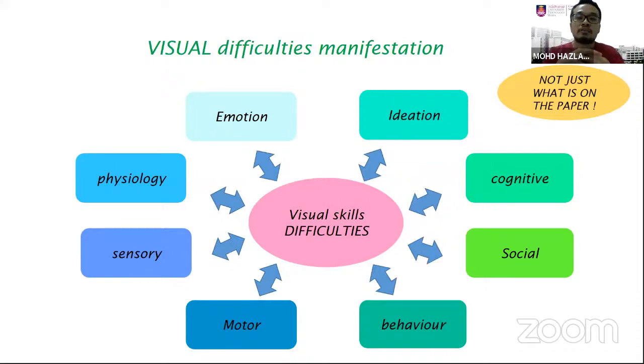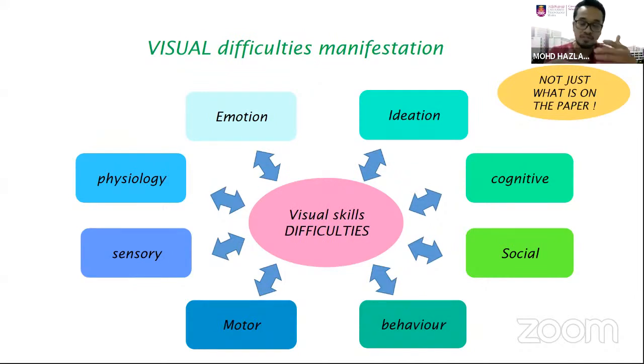Talking about visual perception, there are a lot of things that will come to you. There are various kinds of manifestations that will come to you to say that they actually have visual perception or visual skills problems. Everything that the child has in terms of a problem is not just what is on the paper.